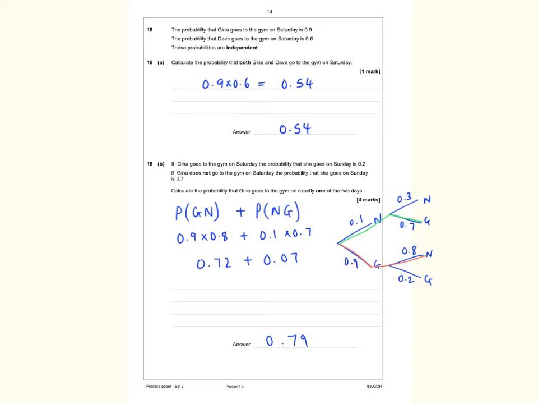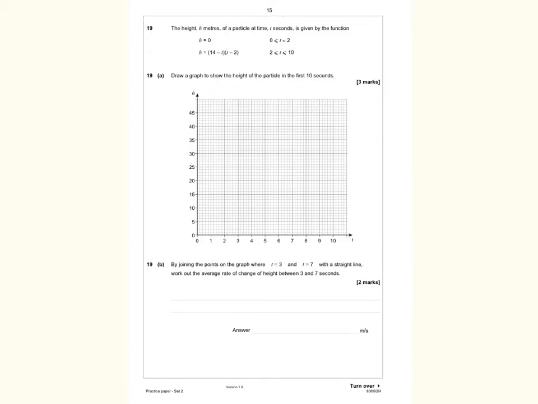It's a lot easier to see from this, so make sure you are drawing this and you take your time to do that. Okay, so question 19, it says the height h meters of a particle at time t seconds is given by the function, and the function is here. Again, we can see that height has been plotted along here and t along there. So the height is 0 for t values from 0 to 2. Okay, so from 0 to 2, the height is 0, so it's just going to stay here. And then there's a different function for 2 to 10. Draw a graph to show the height of the particle in the first 10 seconds.